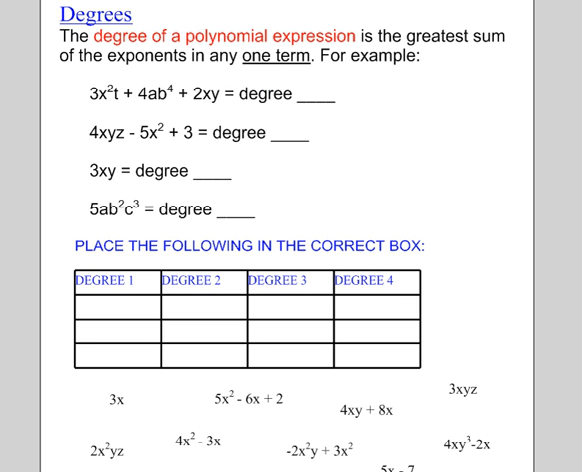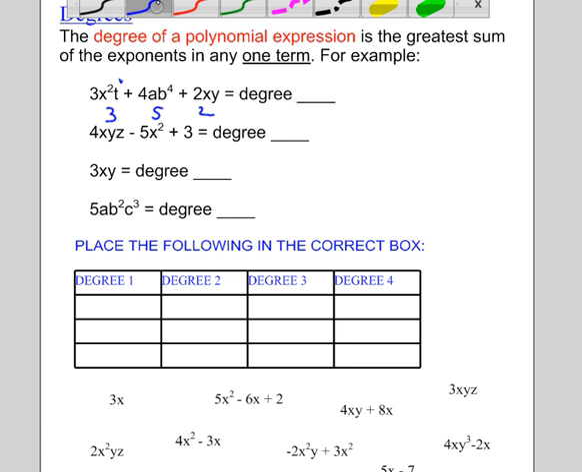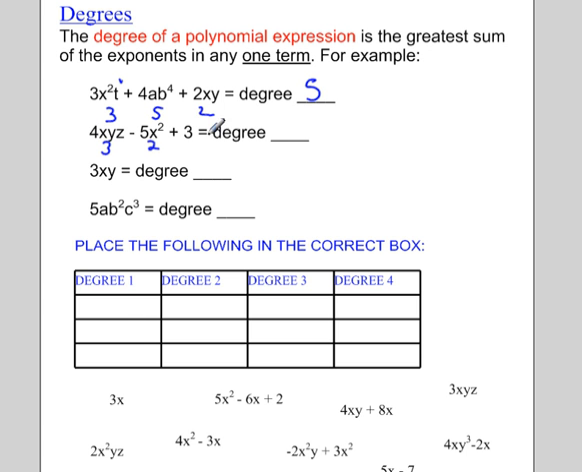Okay, so again, let's go back there. T by itself means t to the 1. So 2 plus 1 is 3. 1 plus 4 is 5, and 1 plus 1 is 2. So when we compare those, 5 is the term with the highest sum. That's going to represent the degree of the entire expression. This next one, we have 3, a 2, and a constant has a degree of 0 because there aren't any variables. Here, when we compare, the term with the highest sum is the one with the 3, so that's the degree of the entire expression.